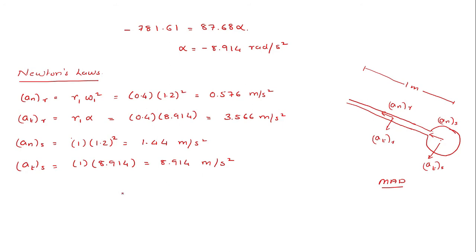Okay, so now we have obtained the acceleration components of the center of the rod as well as the center of the sphere based on the rotation with respect to the point O here. Now we'll relate the forces and the acceleration components. So first, applying Newton's law along the normal direction, sigma Fn is equal to m into An. Now let's look at the free body diagram here.